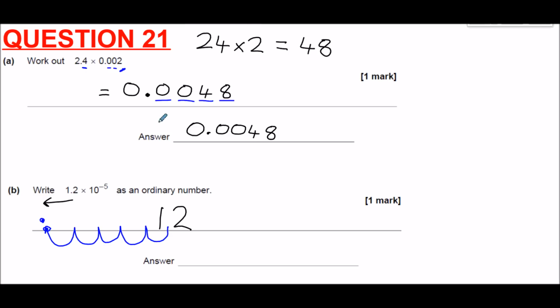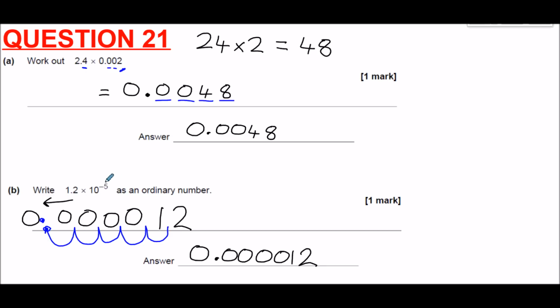So first of all, the decimal jumps over the 1. Here it's jumping over nothing. Nothing in maths is a 0. So fill in the blanks with zeros and put a 0 before the decimal as well. And so what we'll end up with is 0.000012.